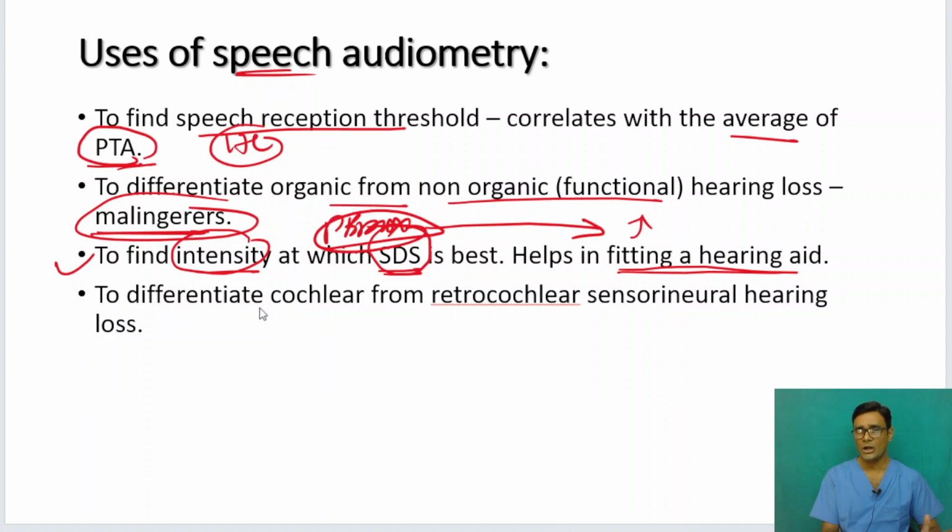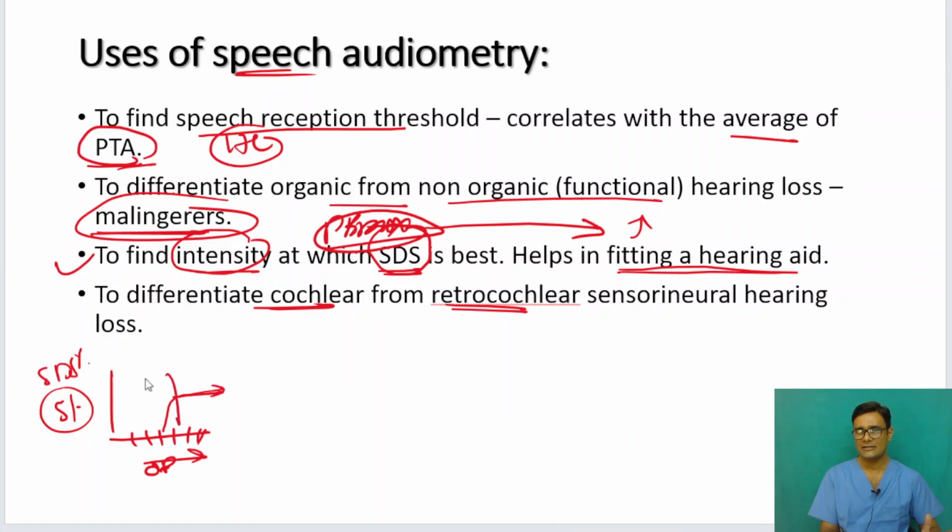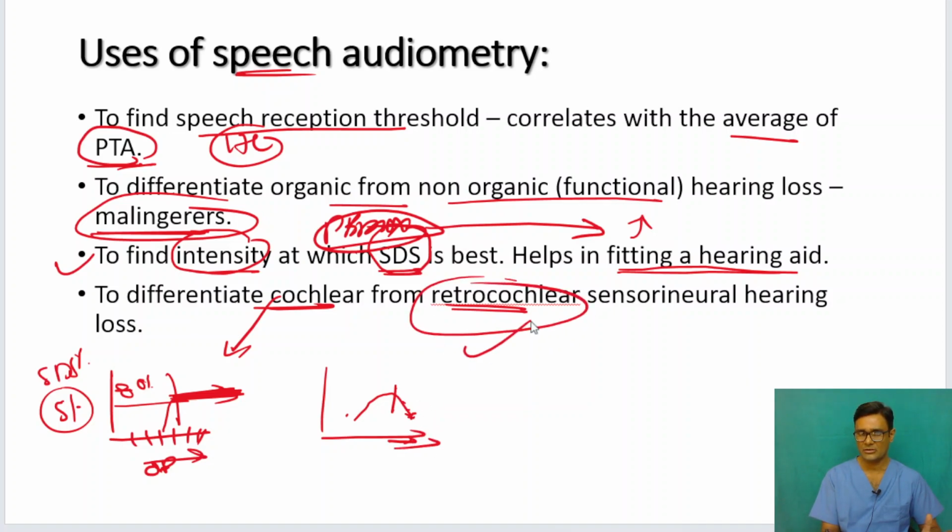Okay, how do you differentiate cochlear from retrocochlear hearing loss? If you chart the SDS scores in percentage on one axis and the decibels on the other, as you keep on increasing the decibels, if you reach a plateau, say at 80%, and after that it is not increasing but maintaining a plateau, that becomes cochlear hearing loss. And if, as you increase the intensity, the PB score falls, it is characteristic of retrocochlear hearing loss.